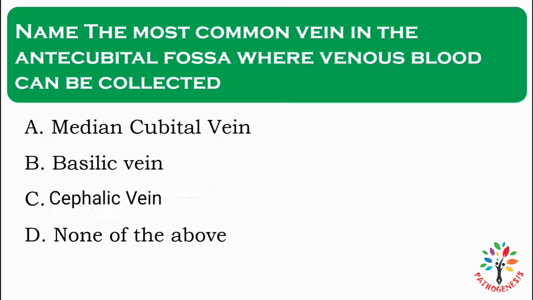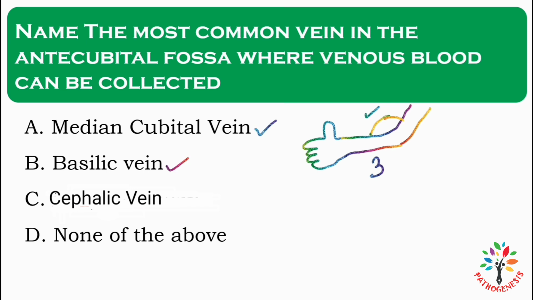Name the most common vein in the antecubital fossa where venous blood can be collected. I'm very bad at drawing, please don't mind. This is the antecubital fossa. There are three important veins from where we can collect venous blood. One is the median cubital vein, another is the basilic vein, and the third one is the cephalic vein.